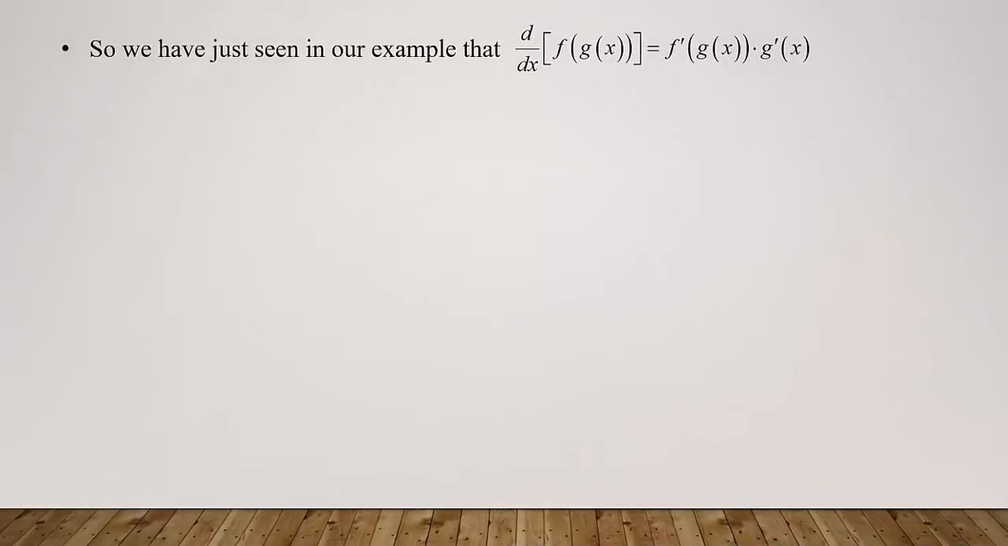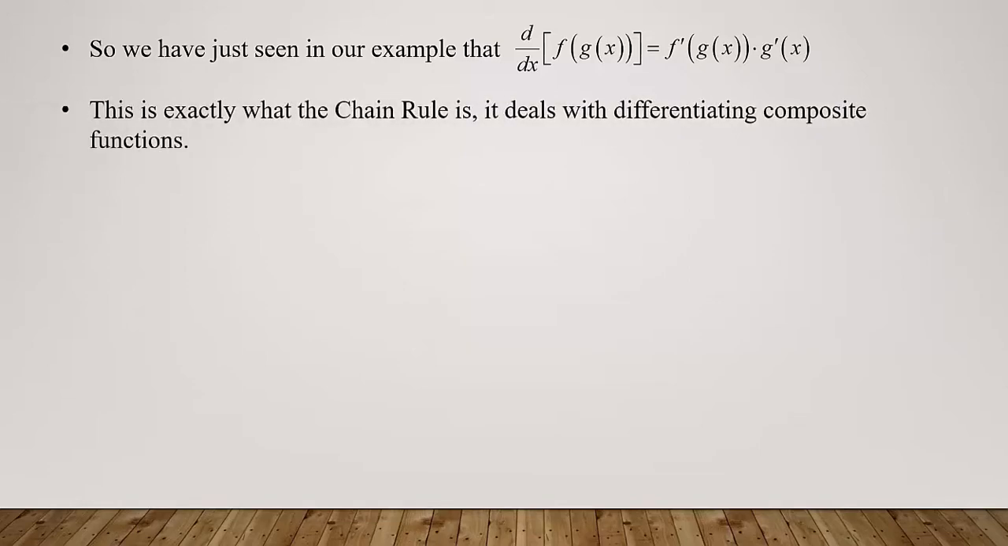So here we go. Hey folks, that example that we just looked at, that motivational example of where the chain rule comes from, we've just seen in that example that when you differentiate with respect to x a composition of functions, so when you d/dx f of g of x, that's equal to f prime of g of x times g prime of x. That is exactly what the chain rule is. It deals with differentiating composite functions. So let me write down the chain rule. I'm going to write it down in two versions.